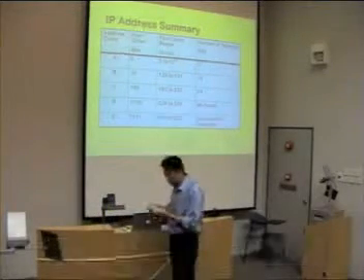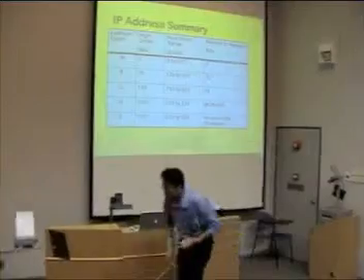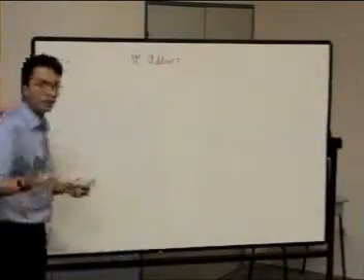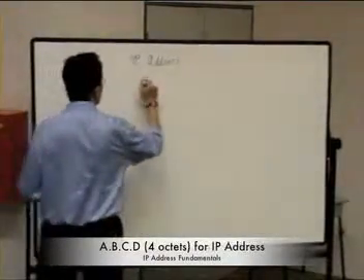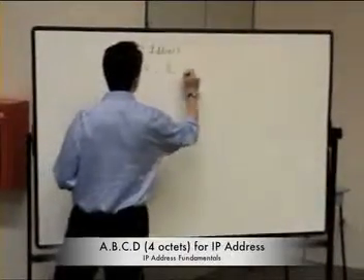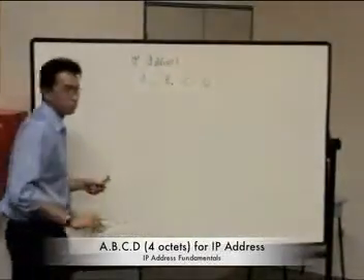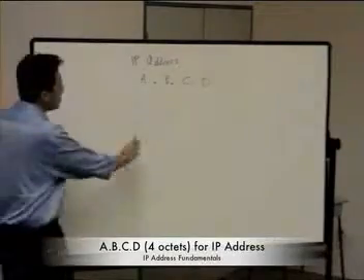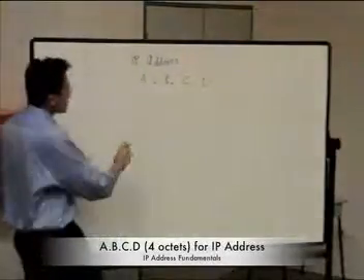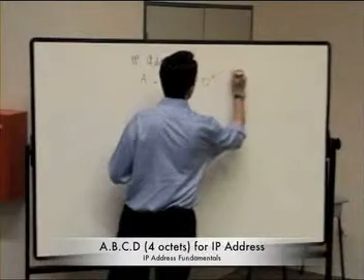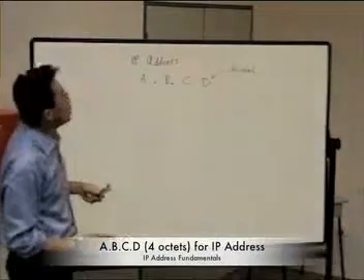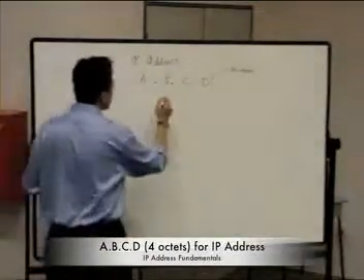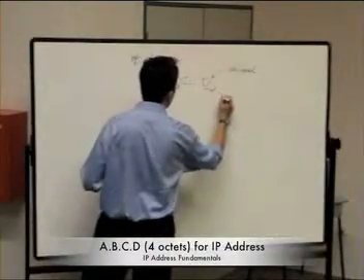Let me just jump across to the whiteboard a little bit to add some stuff. The IP address is a 4-octet number, so it can be A dot B dot C dot D. They call this the decimal dot notation, because these numbers are in decimal. In binary, these are 8 bits each.